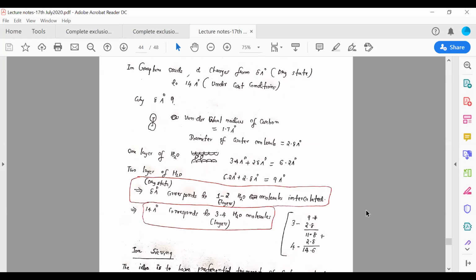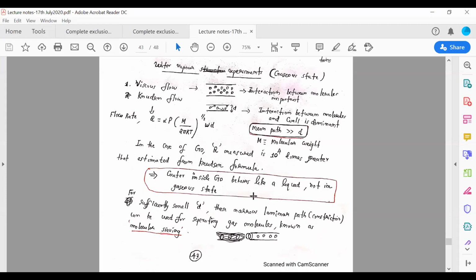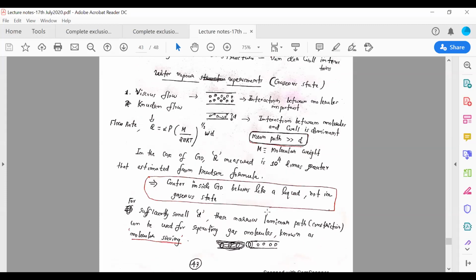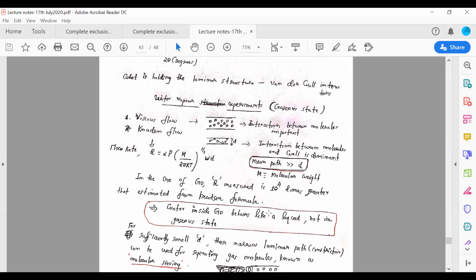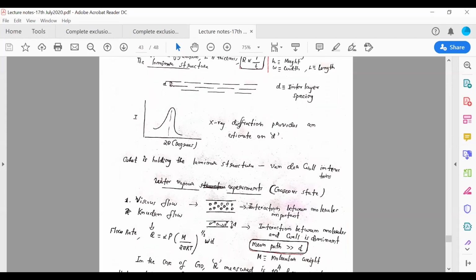So we have discussed graphene oxide, which is made from graphite. I also mentioned that there is some intercalation of water layers in between the graphene oxide layers. So we have a fairly good idea about the microstructure of graphene oxide. It forms a kind of laminar structure, just like graphite. I hope you remember what I discussed in the last lecture. So this is what the laminar structure looks like.